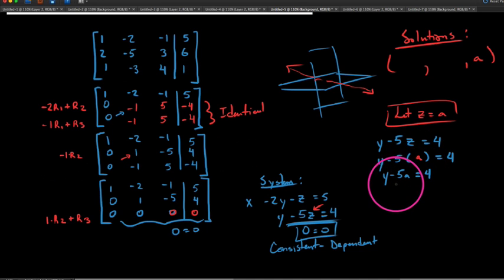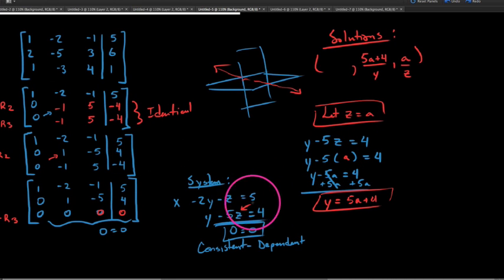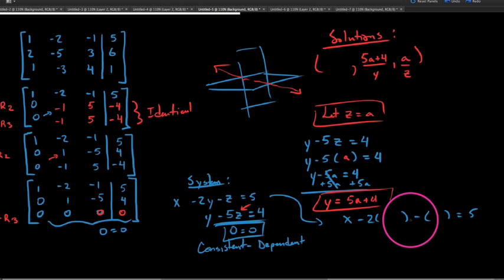Remember, what we're doing is solving for y. If we add 5a to both sides of this equation, we get y is equal to 5a plus 4. I'm going to put a box around this, and I'm also going to put it up here in my solution: 5a plus 4. Now we know y, and we did say we allow z to be equal to a. Now we go plug these back into the first equation. I'll just rip it down here: x minus 2y minus z is equal to 5, where our z is a, and our y we were able to discover in terms of a as 5a plus 4.